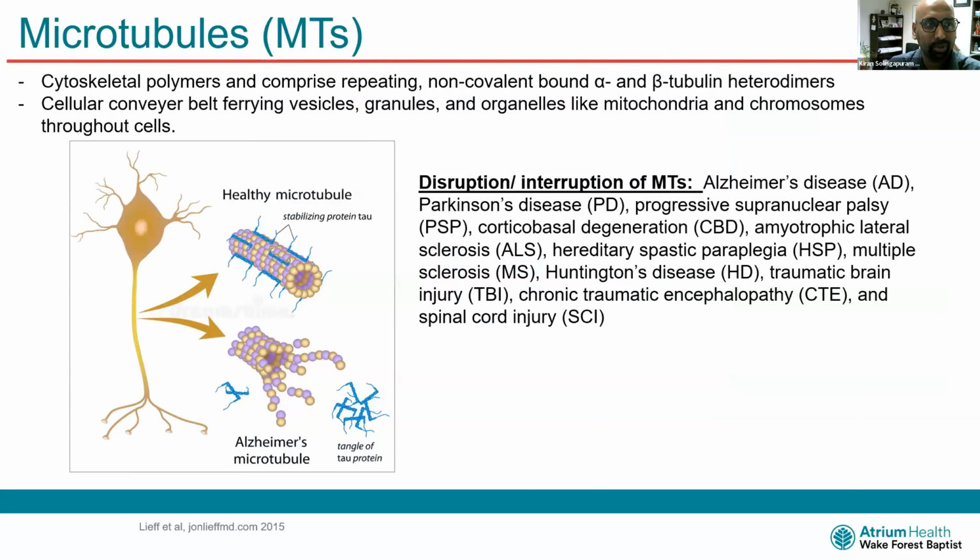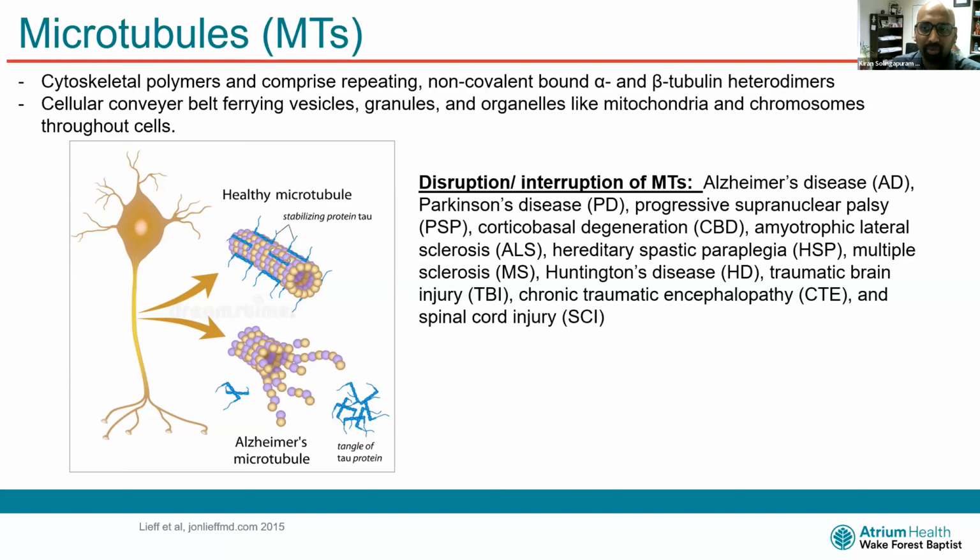What are microtubules? Microtubules are cytoskeleton polymers comprising repeating non-covalently bound alpha and beta subunits. They are very important in multiple functions of cellular trafficking and signal processing. As you can see in this figure, in the healthy microtubule, the complete microtubule filament is well protected and its shape is well maintained, whereas in Alzheimer's, the microtubule is completely disintegrated, there is no more tau protecting it, and you can see hyperphosphorylation happening.